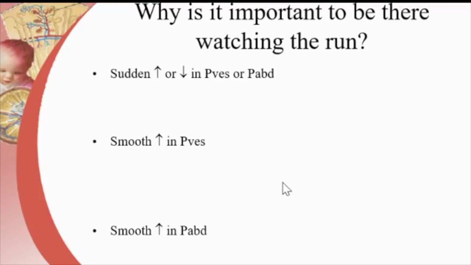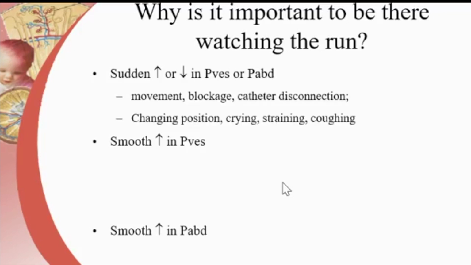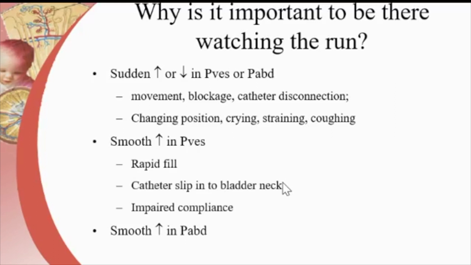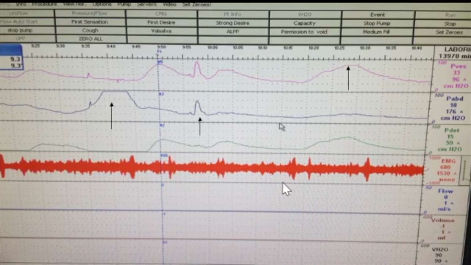So why is it important to be there in the room watching the run? Now, a sudden increase or decrease in P vesical or P abdominal can be there due to movement, blockage, catheter disconnection, crying, or straining. A smooth increase in P vesical is usually due to impaired compliance or a rapid fill, and a smooth increase in abdominal pressure is usually due to a rectal contraction. So I will show you an example of all these things.